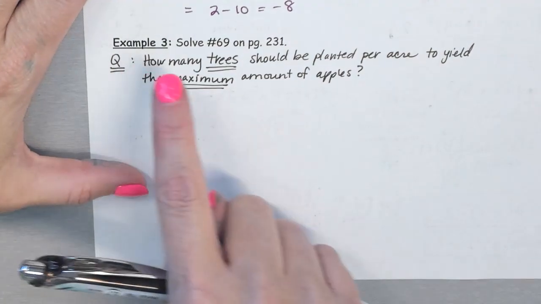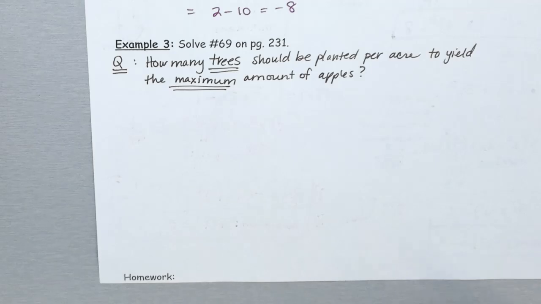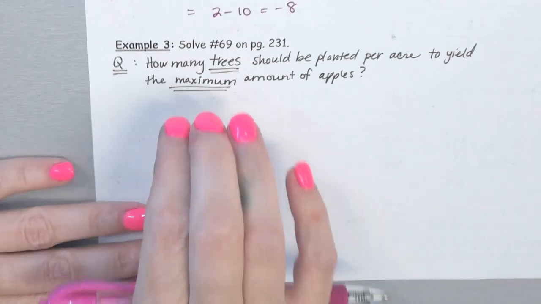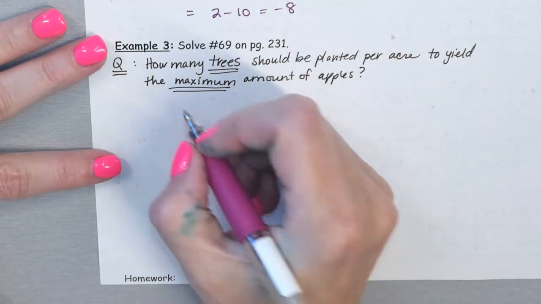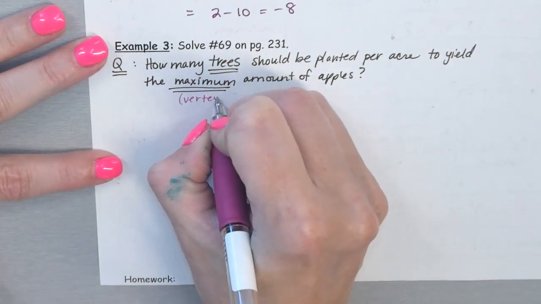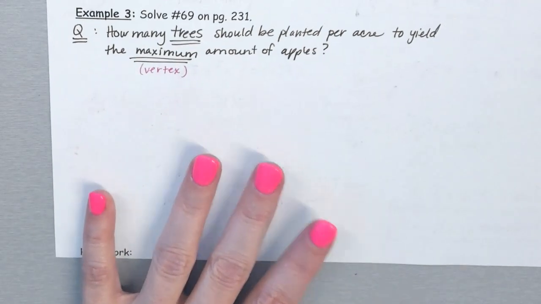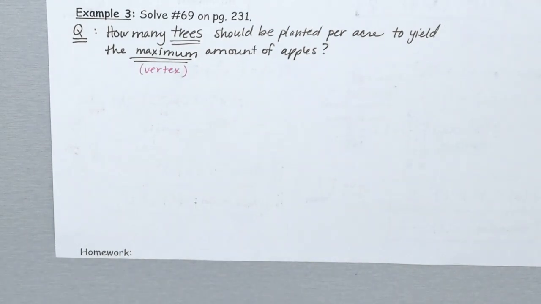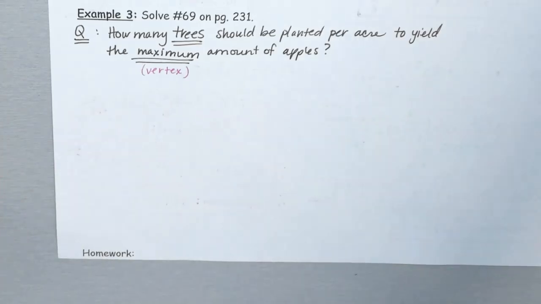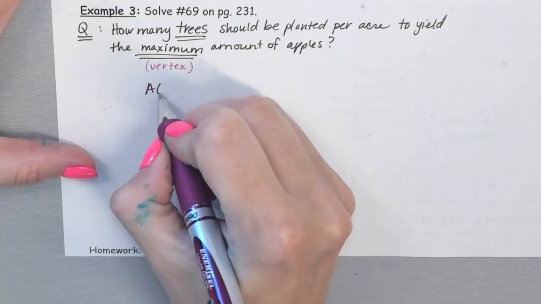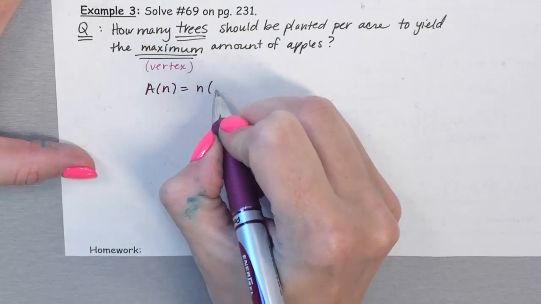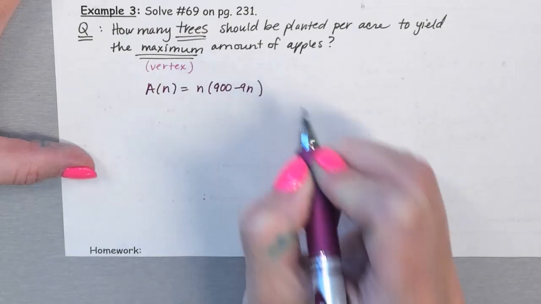So we're trying to find how many trees we should plant, and then this per acre is just a description, to yield the maximum amount. Anytime they ask you for a maximum or a minimum, keep in mind that that's the vertex. And so you can find the vertex of your equation. Okay, what's something else that they gave us in that problem that we should probably write down? Yeah, the equation. So they gave that to us, that A of n was equal to n times 900 minus 9n.